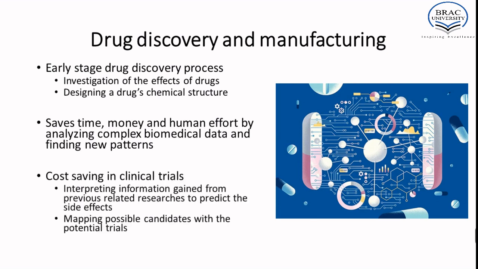Again, most of the clinical trials are conducted to test new medicines on critical diseases. So for gaining a proper outcome, we need a proper mapping of patients, which is hard to find. Machine learning can help us in this aspect. It helps interpret the information gained from previous related research and trials to predict the side effects of the newly found drug. It can also map possible candidates with potential trials dynamically. So the patients who need these trials the most can access them easily thanks to machine learning.